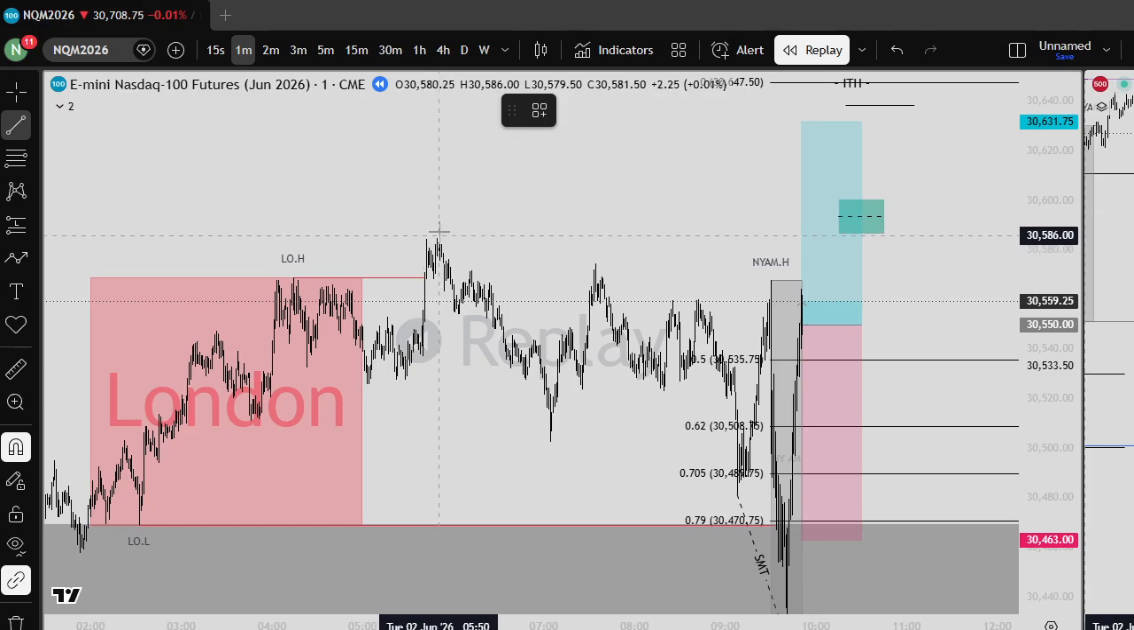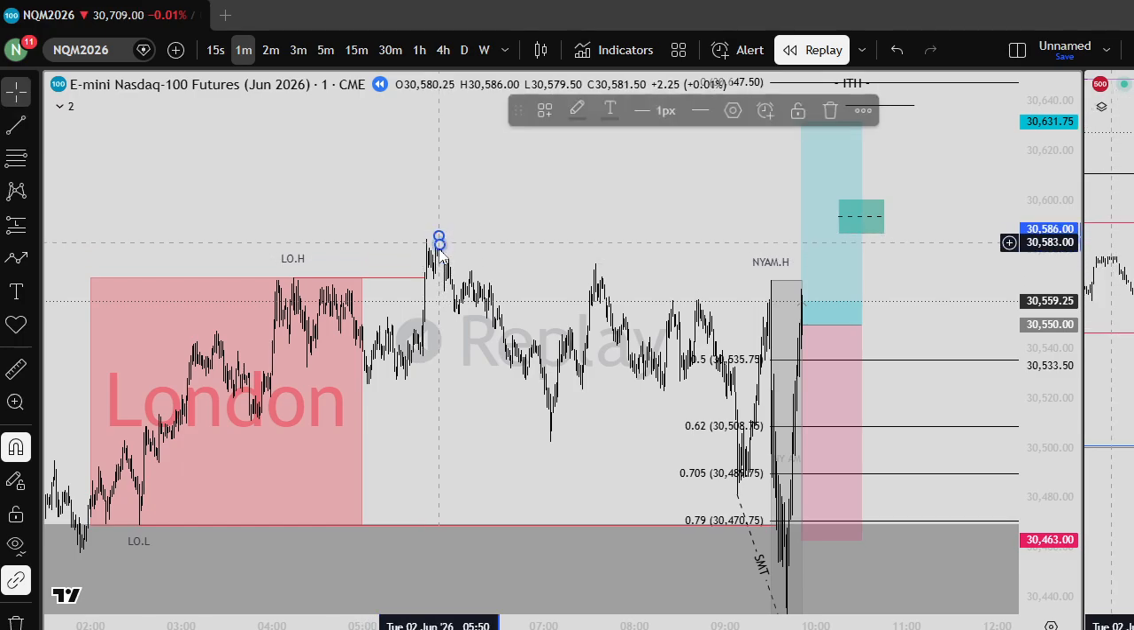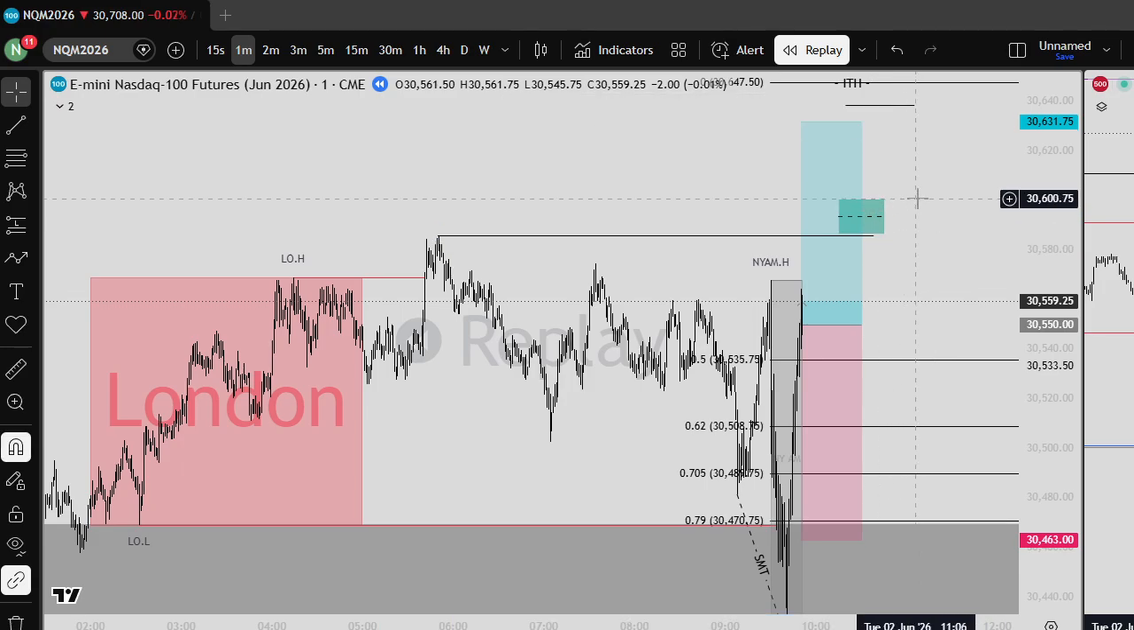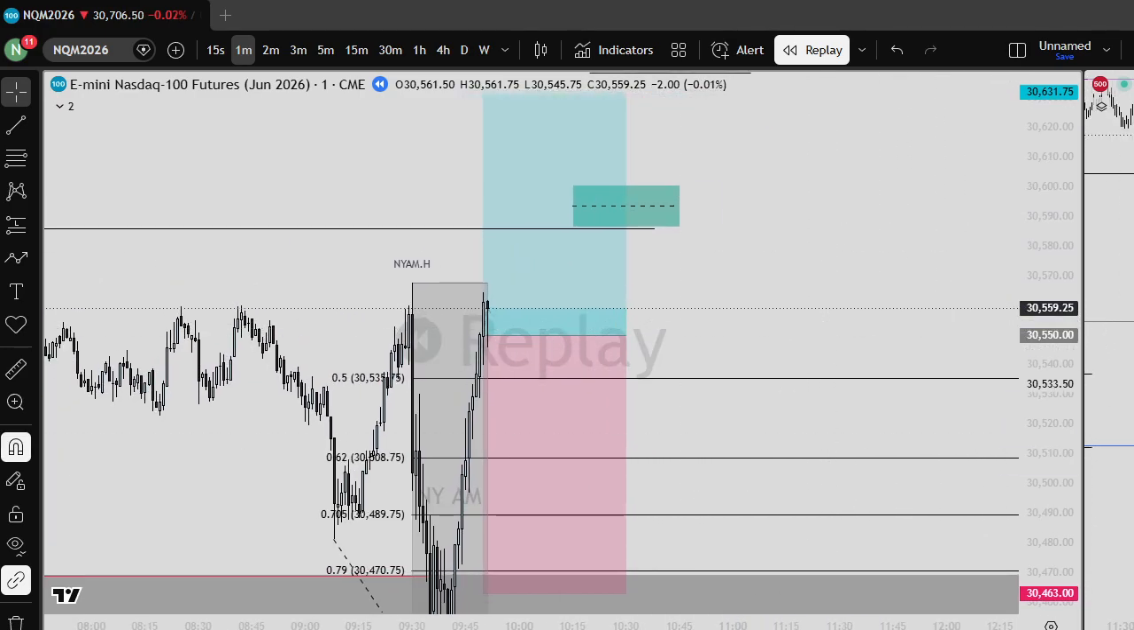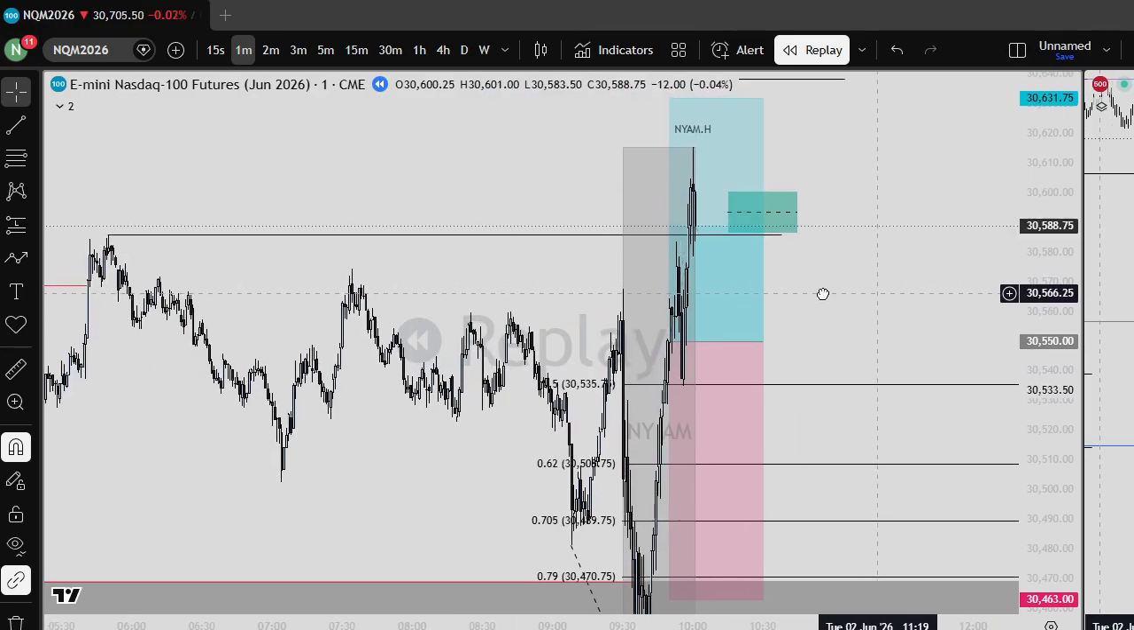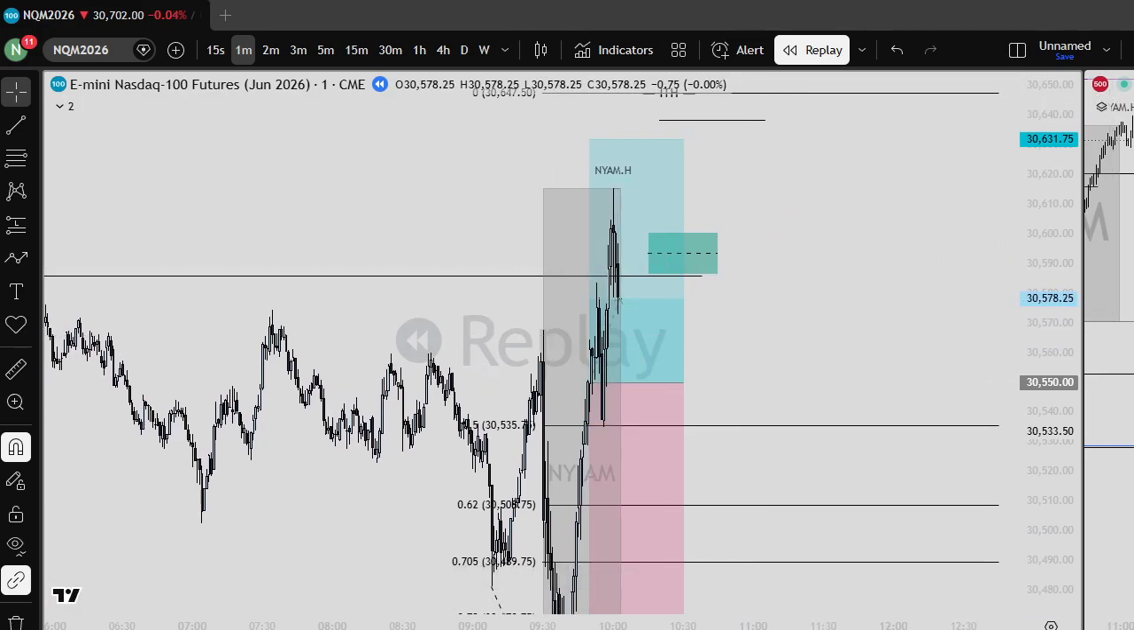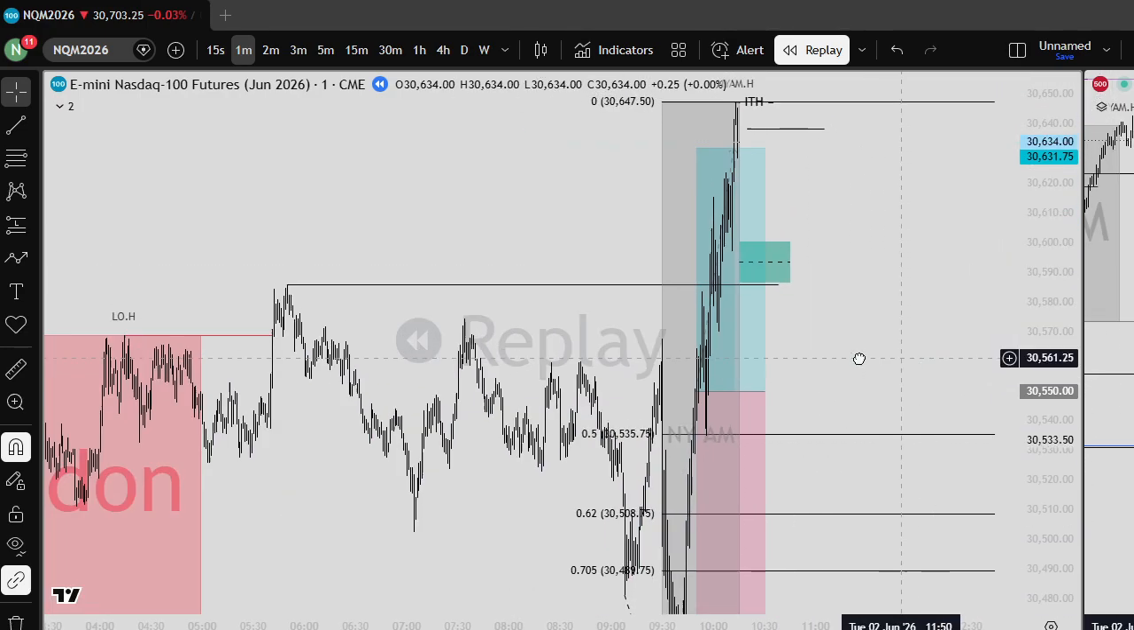So from here, I was just looking for a continuation play. That's all I wanted to see. If I saw that continuation play, I would have been 100% in, if it was a 5-minute gap, no matter what it was. So yeah, this doesn't actually get break even. Okay, yeah, it does get break even. Cool.